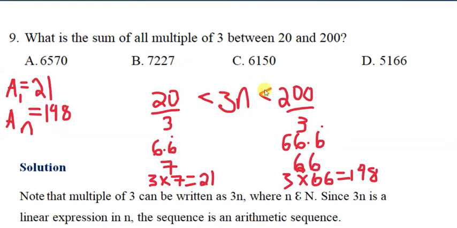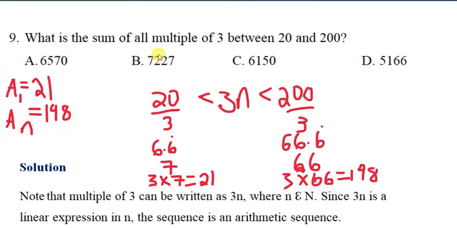Of course, this sequence is arithmetic because a multiple of 3 is written as 3n, and therefore any linear expression in n is considered to be an arithmetic sequence. Any sequence that is expressed linearly in terms of n is said to be an arithmetic sequence. That is why I put this here. a1 is equal to 21 and an is equal to 198. In that case, 3 is going to be the common difference.